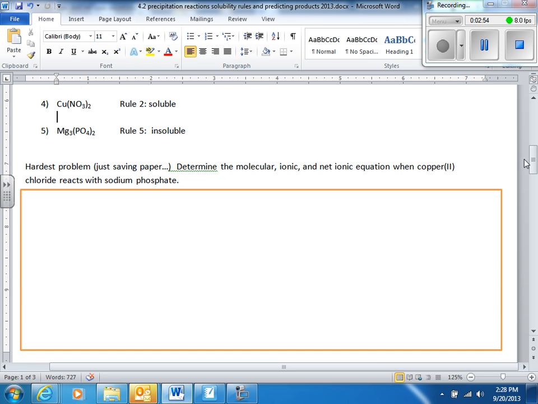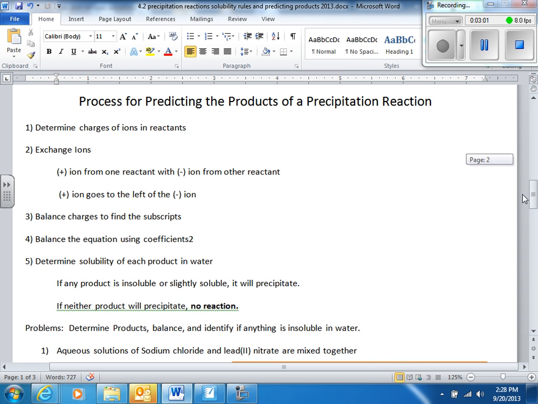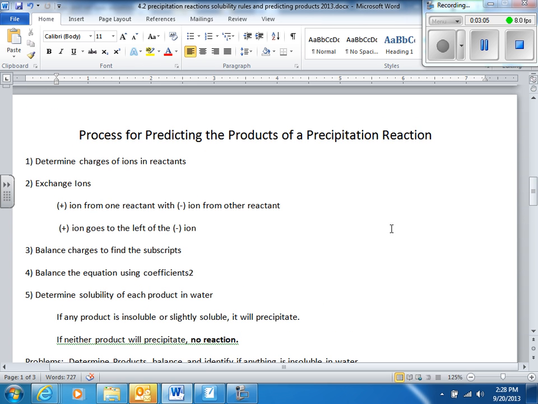Alrighty. This, just ignore for now. It's the hardest problem we're going to do today. We're going to put it all together, and I was trying to save paper, so I used that space because I need all of this information to go with the next page.